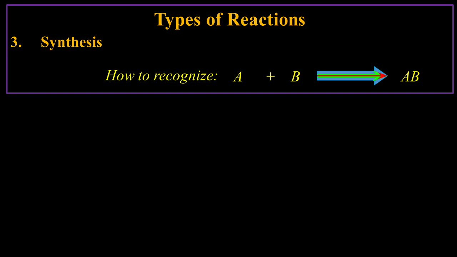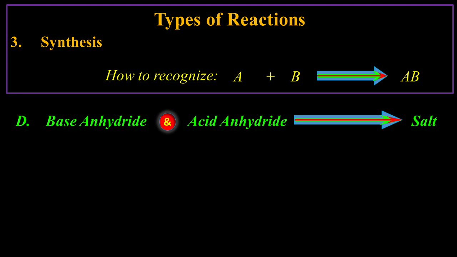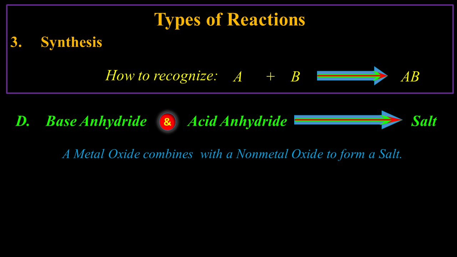All right, the last kind of synthesis or combination will be two fairly complex reactants forming a very complex product. And that's going to be an acid anhydride plus a base anhydride. For instance, if I have a base anhydride, magnesium oxide, MgO, and I combine it with sulfur dioxide, I'm going to make magnesium sulfite. That will be the salts.